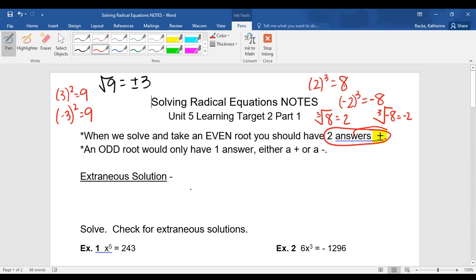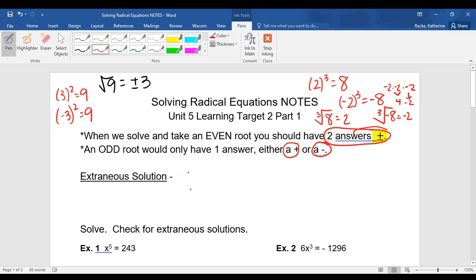So 2 times 2 times 2 would give me 8. If I did negative 2 times negative 2 times negative 2, negative 2 times negative 2 gives me a positive 4, times a negative 2 will give me a negative 8, okay? So either a positive or a negative, not both.